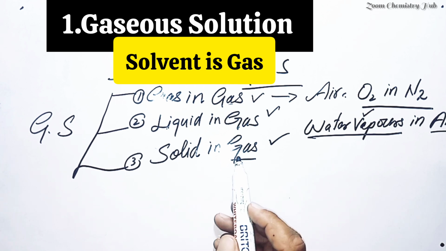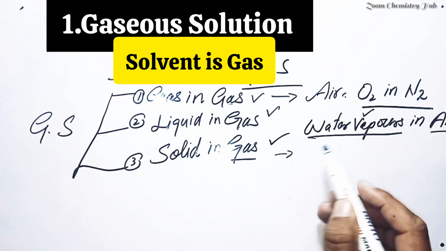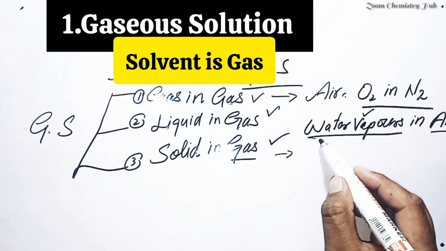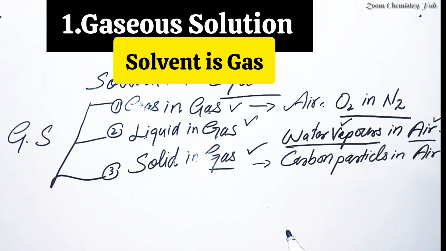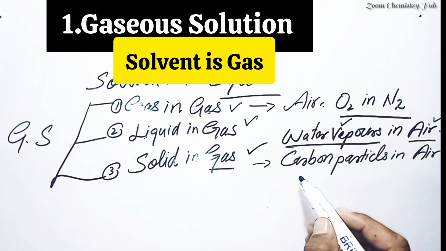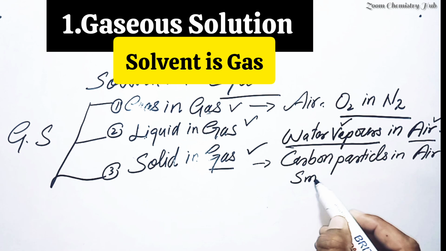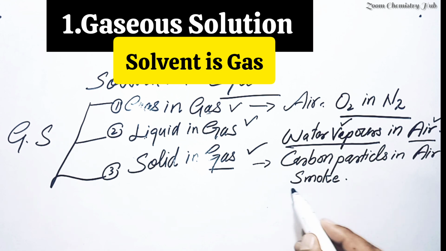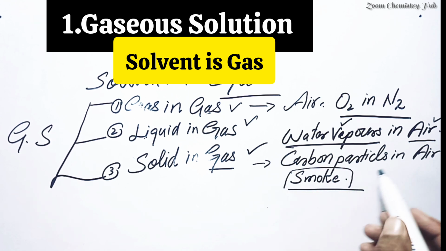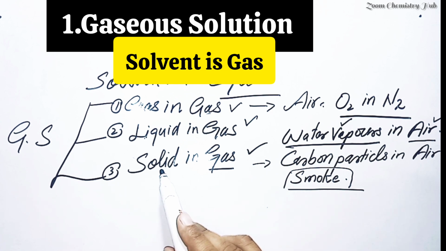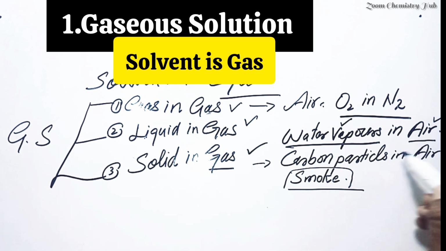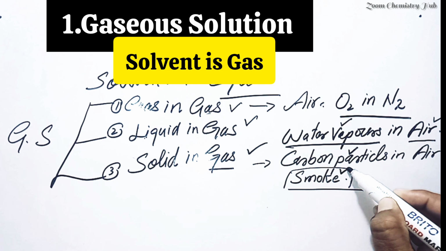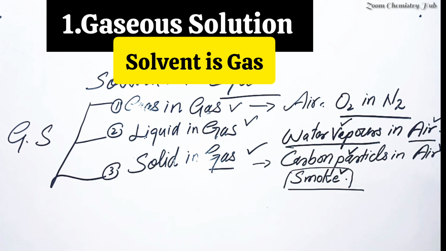Similarly, solid in gas is the example of carbon particles in air, and its example is smoke. So the smoke in our air is the example of solid in gas, and here the solute is carbon particles, that is smoke, and solvent is air.